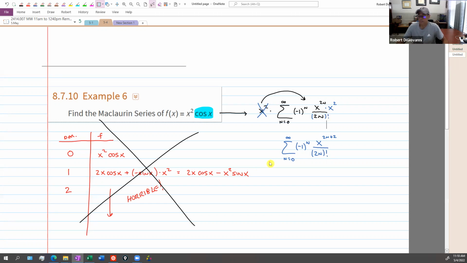And that's it. Okay, that's it. I'm done. I have the Maclaurin series for x squared cosine x. That's nice, right? I used what I knew about cosine to create the Maclaurin for this. On your exam, I will be very clear about whether or not I need you to do this to get the Maclaurin series, or if you can not cheat, but use what you already know to create the Maclaurin series.